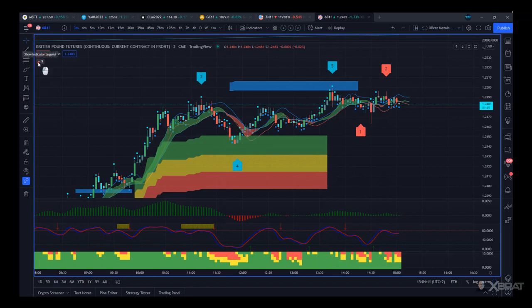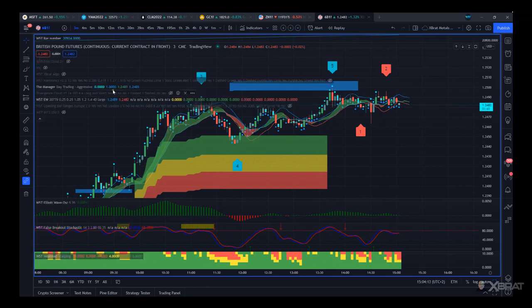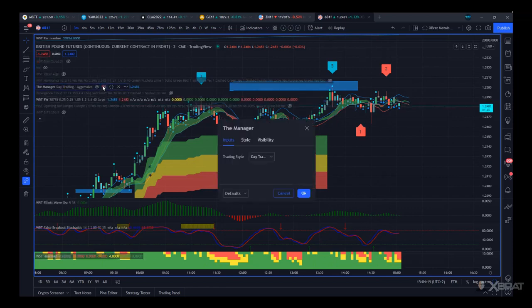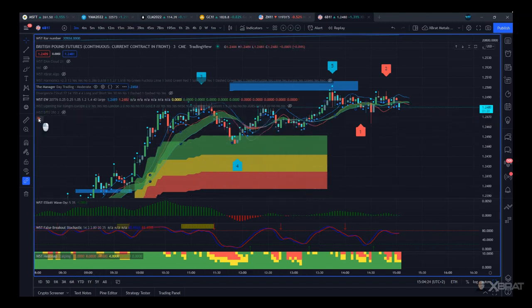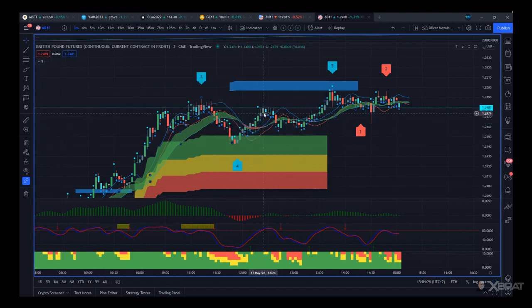So if we go to the manager now, we are on day trading aggressive. Now, one of the things we talk about with the manager is we need to be on day trading moderate or conservative with a trend trade, if you like. So once we're into this trade, we're looking at these pullbacks here, lower than average volume. Don't panic.